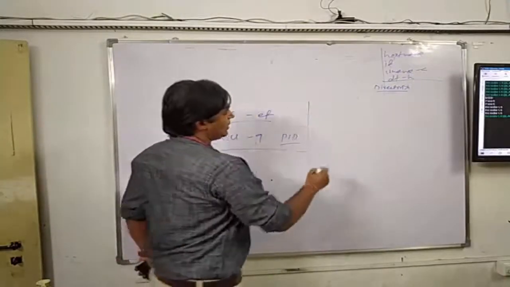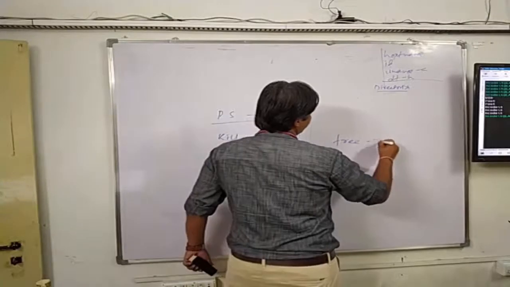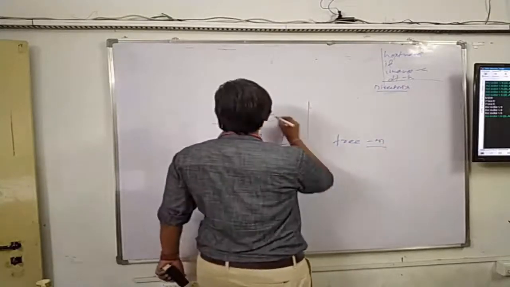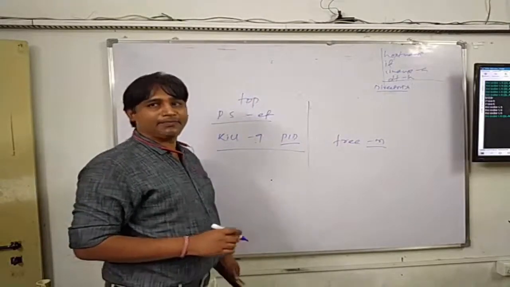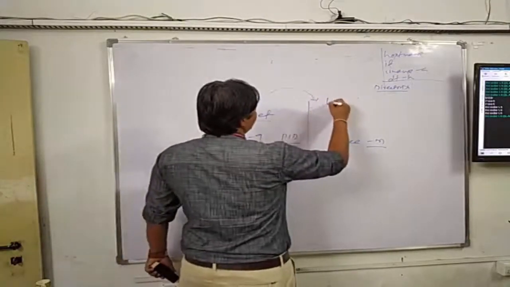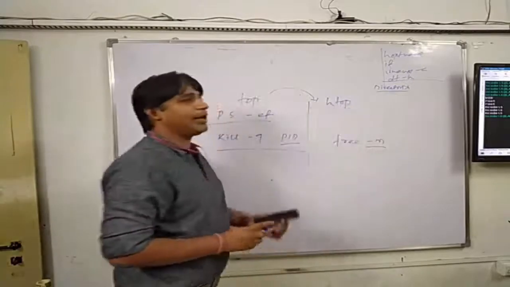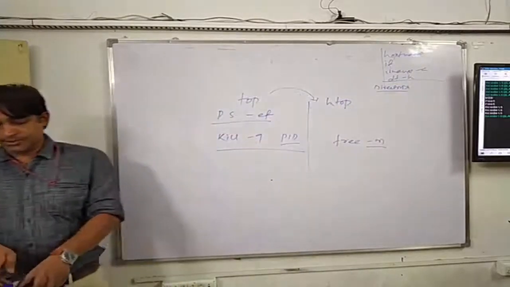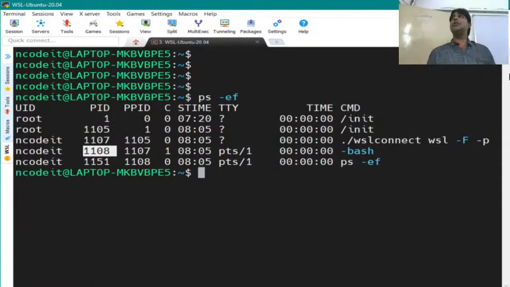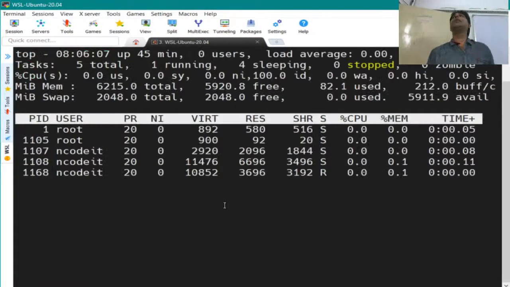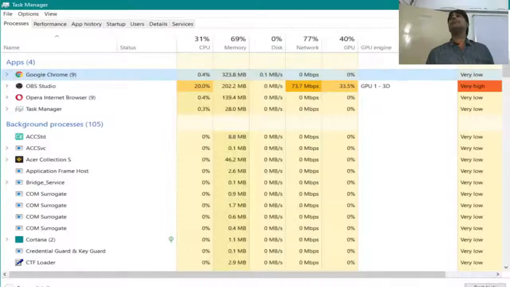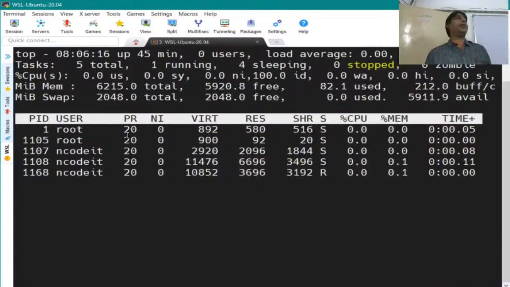Apart from this, free -m, this will give you all the RAM available on the system. top is the task manager you are looking at. An improved version of that top is human readable top. htop is the latest one. top was the original Linux task manager. So top. This is the same thing you will see on the task manager. This one on Windows, this one on Unix.